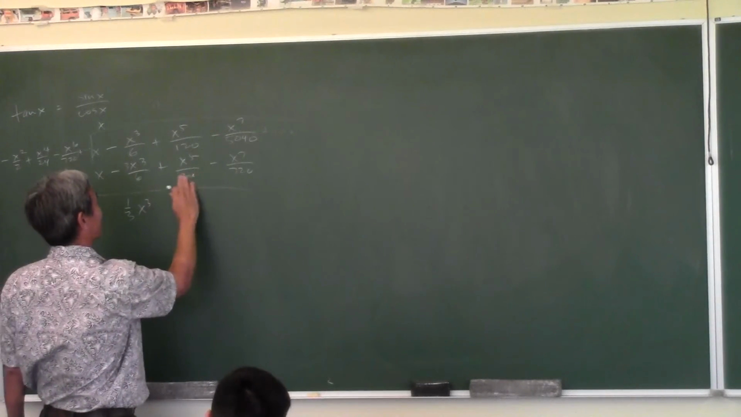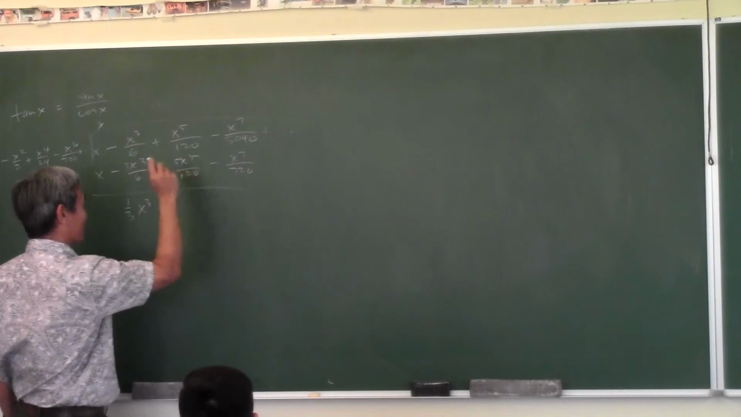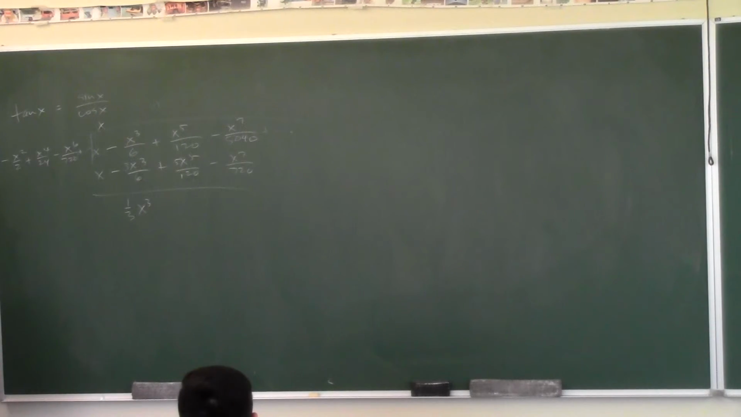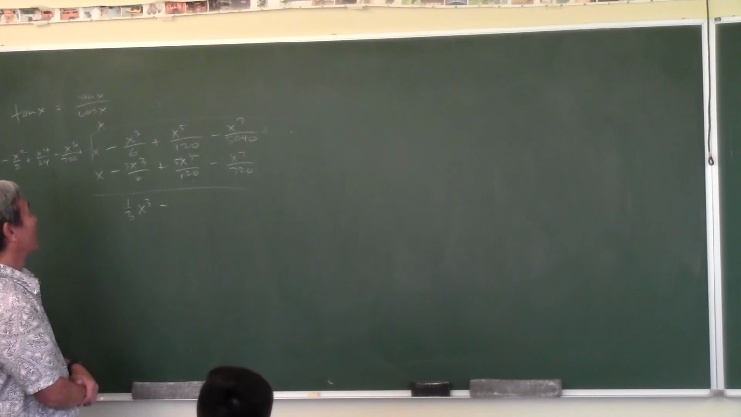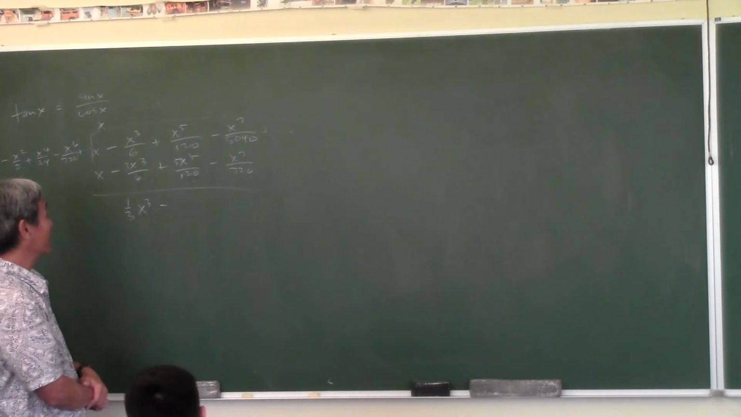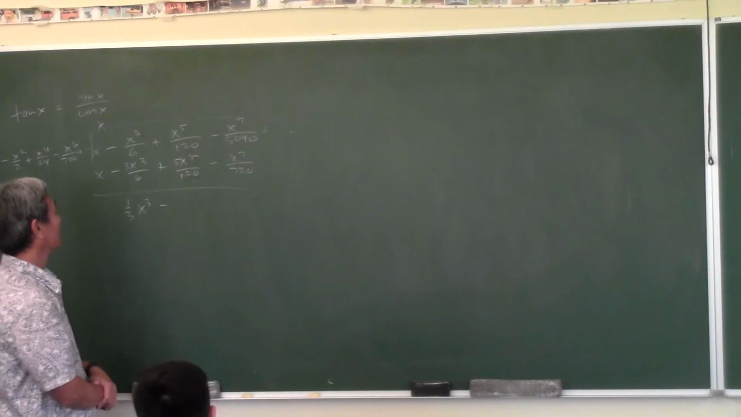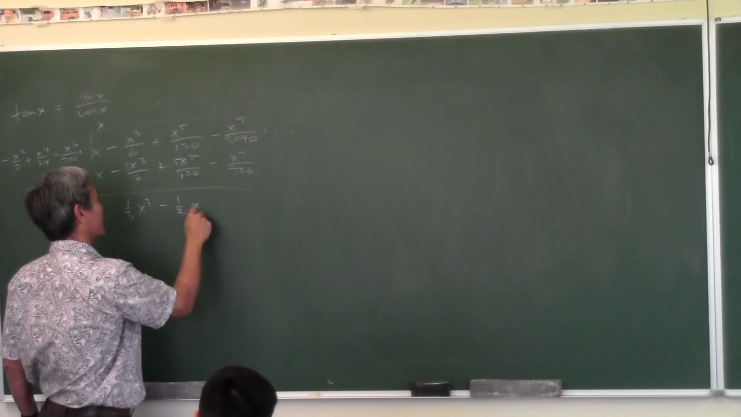Okay, now this is the same thing as 5 over 120. Subtract. Negative x to the 5th over 30. Give me the coefficient though. Negative 4 over 120, that can be reduced to 1 over 30 x to the 5th.